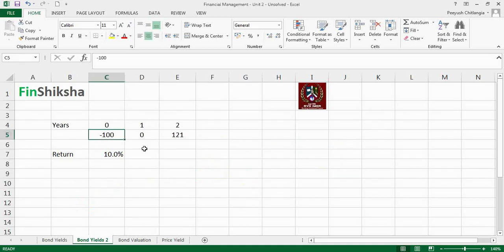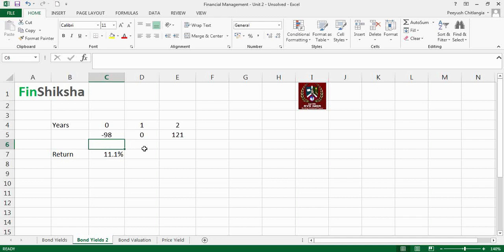Now, if you were to pay more, let's say you paid 102. If you paid 102, your return would have been 8.9%. If you paid 98 on the other hand, would the return increase or decrease? Lower the price, higher the return, higher than the initial value, right? So that's what we get here.